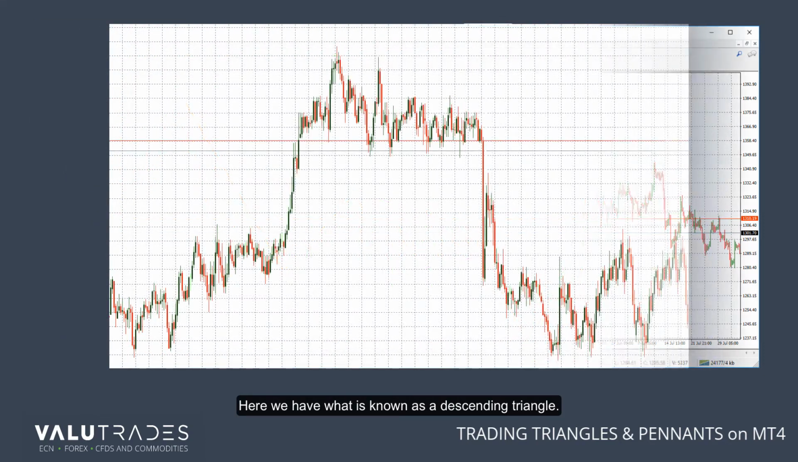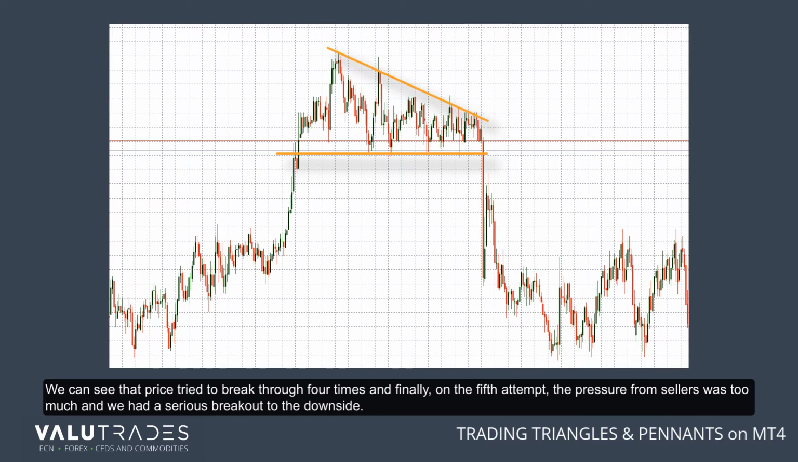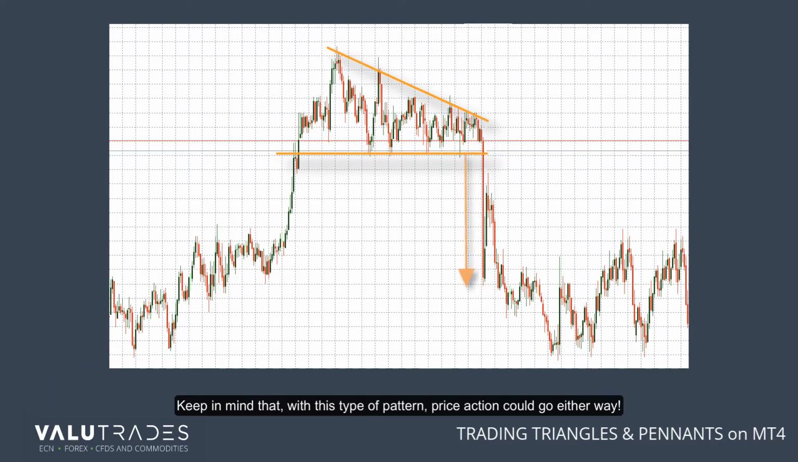Here we have what is known as a descending triangle. The difference between this and a pennant is that one edge is a clear line of support. We can see that price tried to break through 4 times, and finally on the 5th attempt, the pressure from sellers was too much, and we had a serious breakout to the downside. Keep in mind that with this type of pattern, price action could go either way.